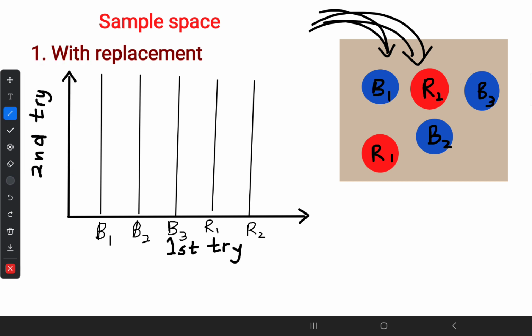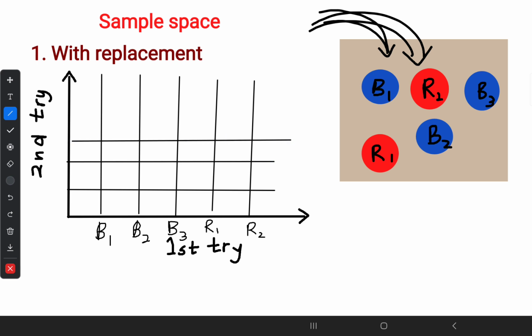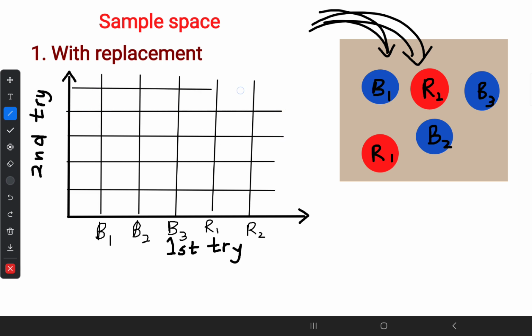The same thing is applicable in the second try also. Again, you replace the ball inside the box. So it might be B1 or B2, B3, or R1 or R2. How many balls do we have in the second try? We have the same 5 balls. So it might be B1 or B2, B3, R1 or R2.